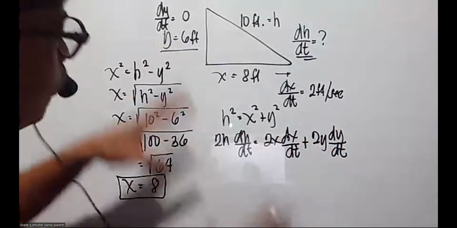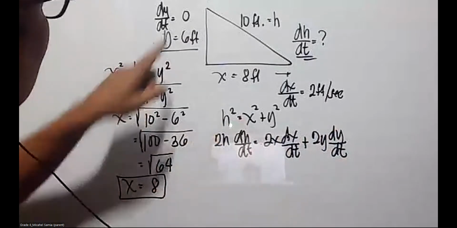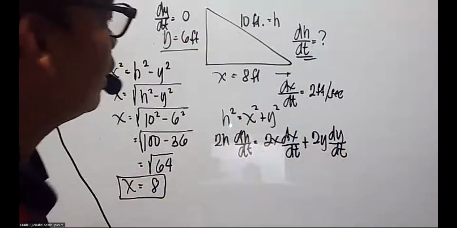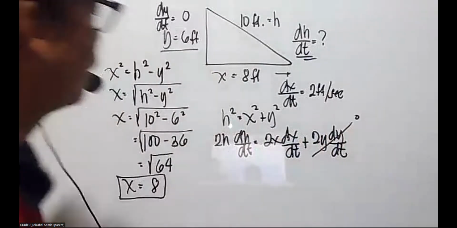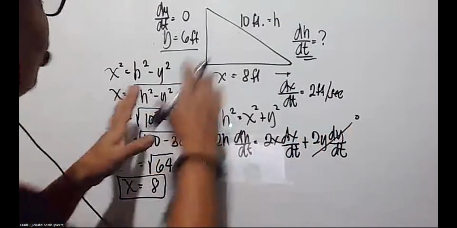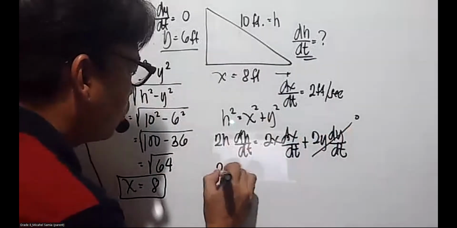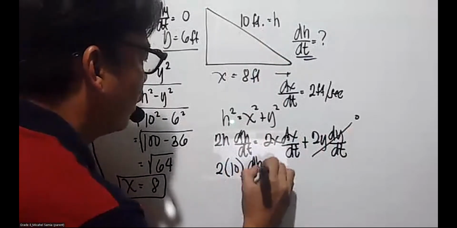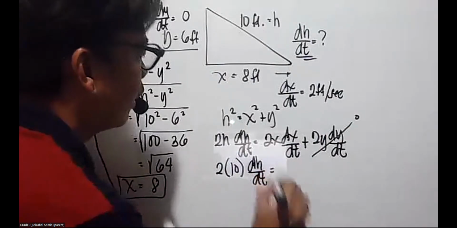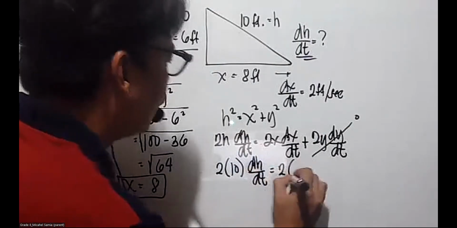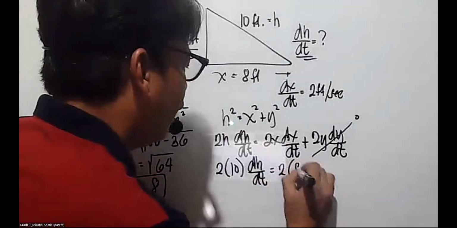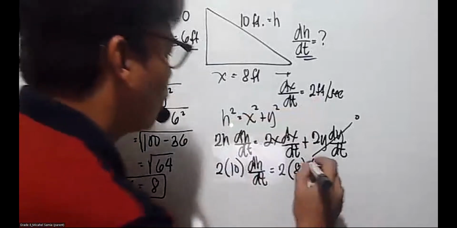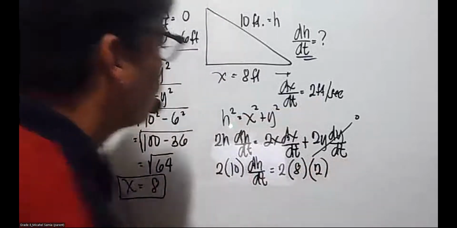Okay, now if we're going to input the values, we know that dy/dt is equal to 0. Therefore, 2y multiplied by dy/dt is equal to 0. Now let us input the values that we have. So we have 2 multiplied by your hypotenuse, 10 feet, and the one we're looking for, dh/dt, is equal to 2 multiplied by your x, which you have computed, equal to 8. And then the rate of change of x with respect to time is 2 feet per second. Okay, so this is equal to.